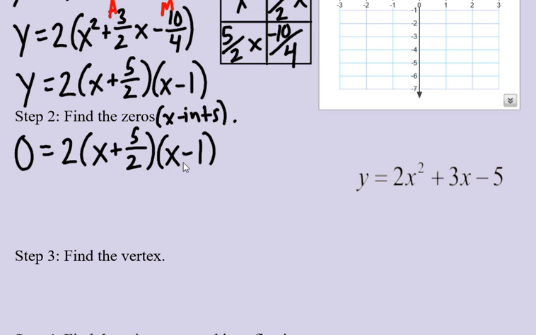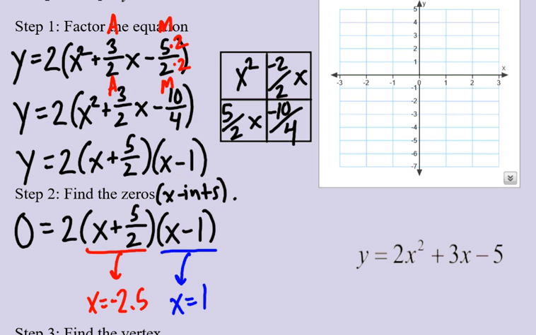I know that one of these things has to be 0 when I multiply them and make 0. So either maybe this part is 0 or this part is 0. If it's the blue part, I would get 1. If it's the red part, I get negative 5 halves, which is really negative 2.5. So I'm going to plot those 2 points. I've got positive 1 and negative 2.5.